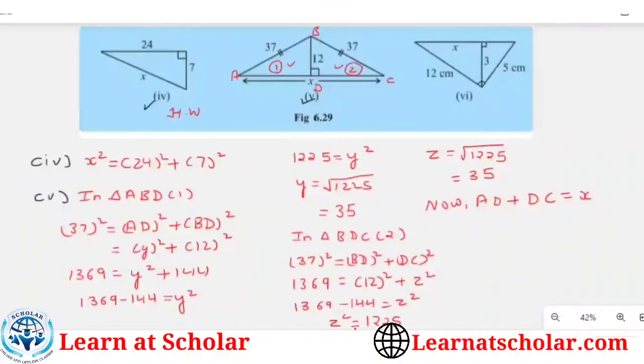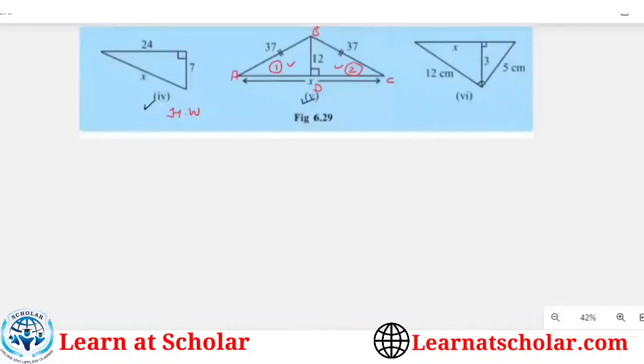Now AD plus DC is equal to x. We have to find out the value of x, which is equal to y plus z. 35 plus 35 is 70. The value of x is 70. Now the next one. The last one is the sixth one.